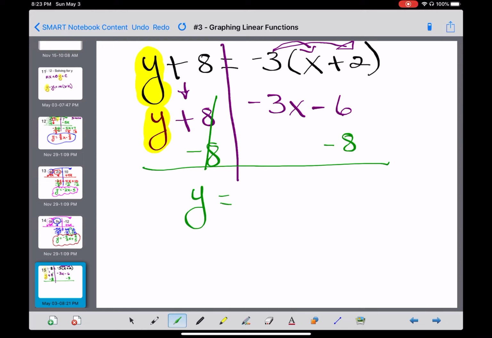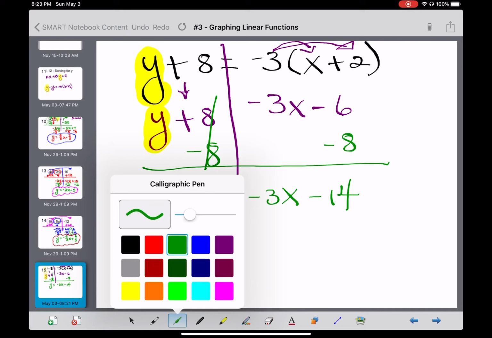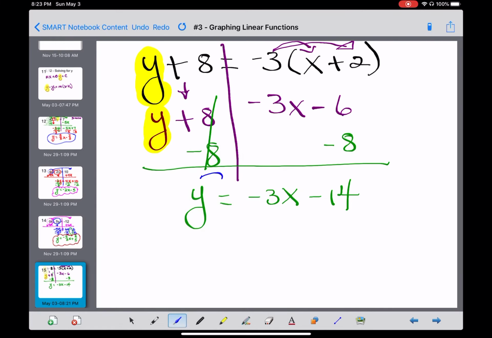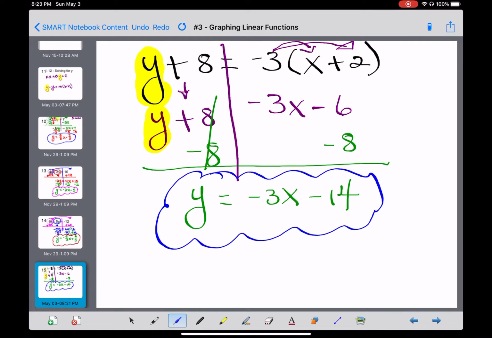y equals negative 3x minus 14. And that's it. There's my answer. Voila! There you go. Okay, another one.